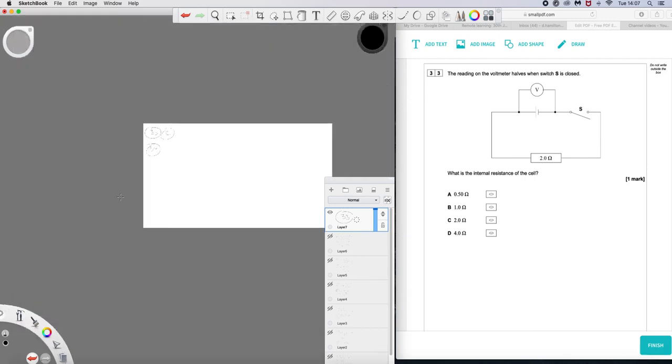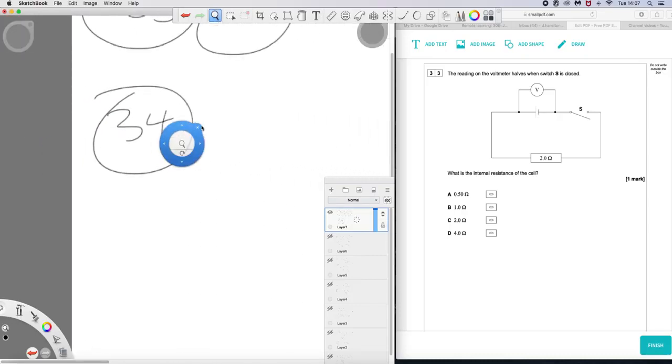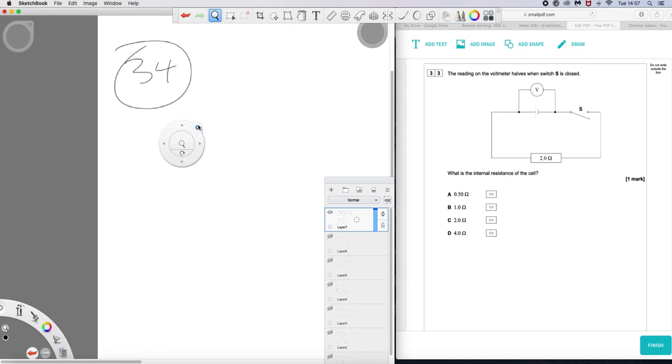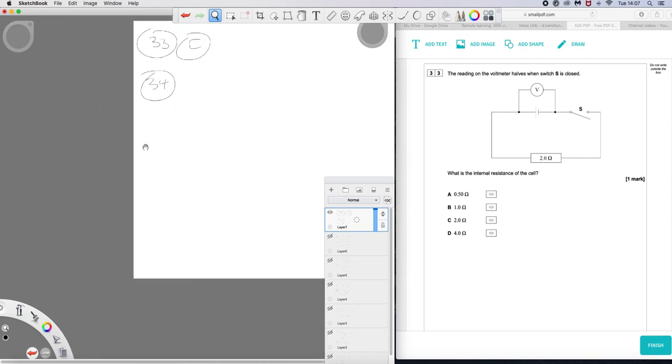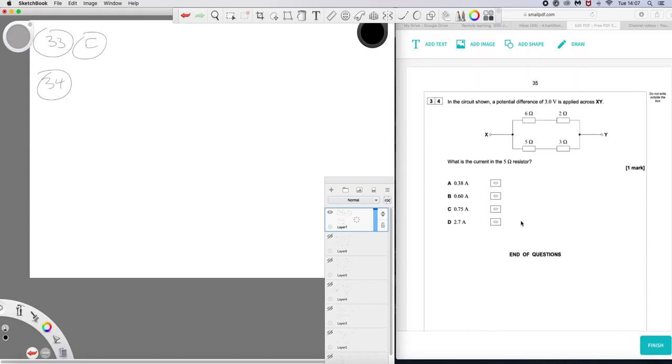34. All right. In the circuit shown, a PD of 3 volts is applied across X, Y. What's the current in the 5 ohm? Well, you've got 3 volts across 8 ohms, so the current would be 3 over 8, which gives us A.